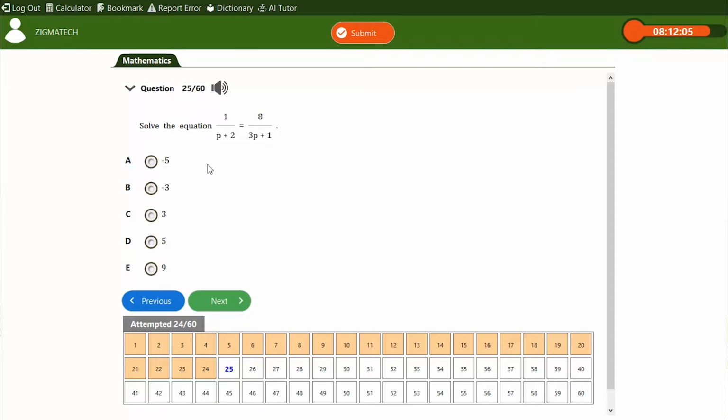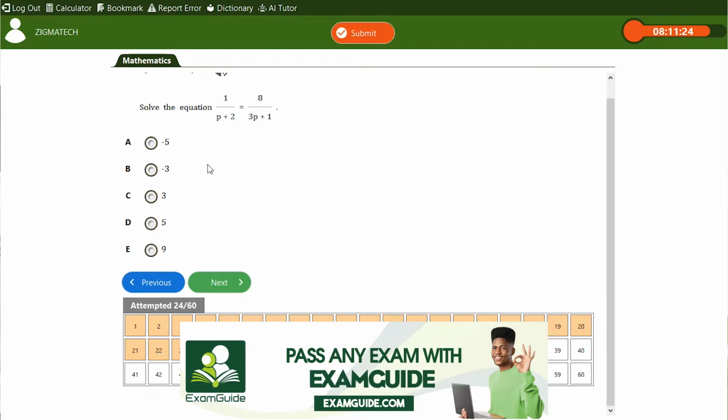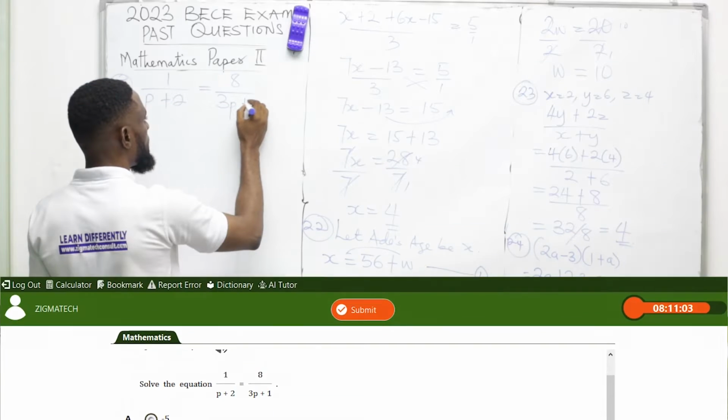The next one says, solve the equation, that is 25. 1 over p plus 2 is equal to 8 over 3p plus 1.